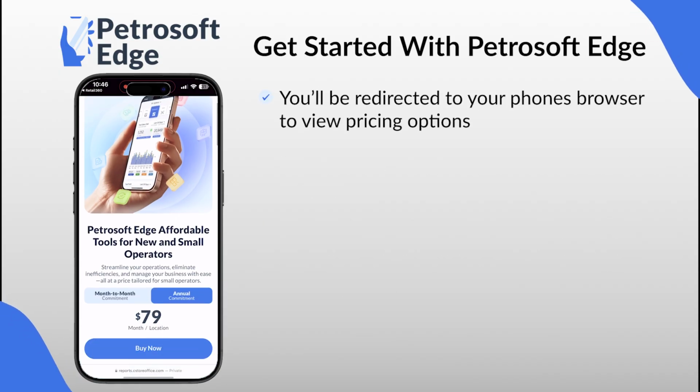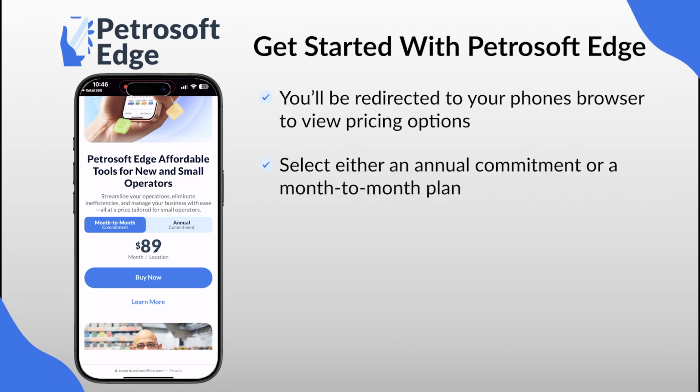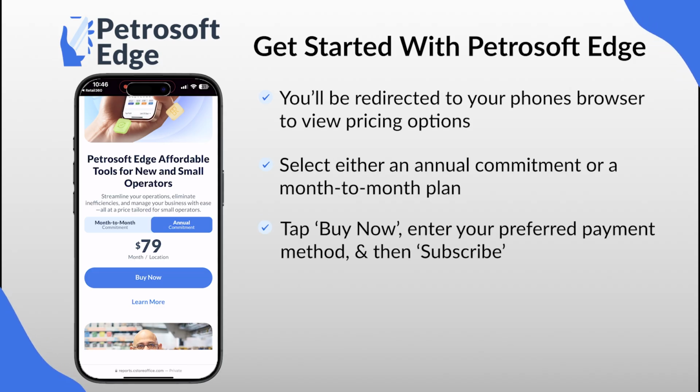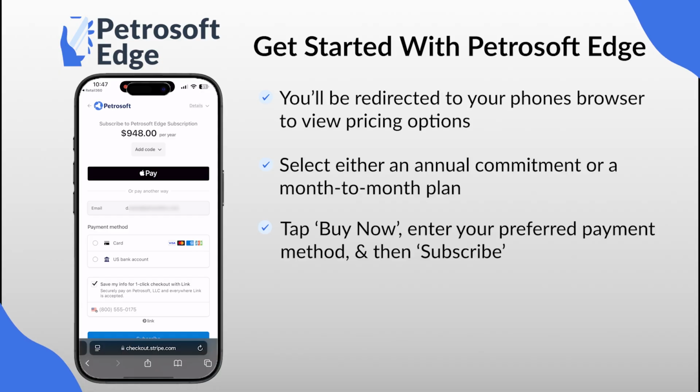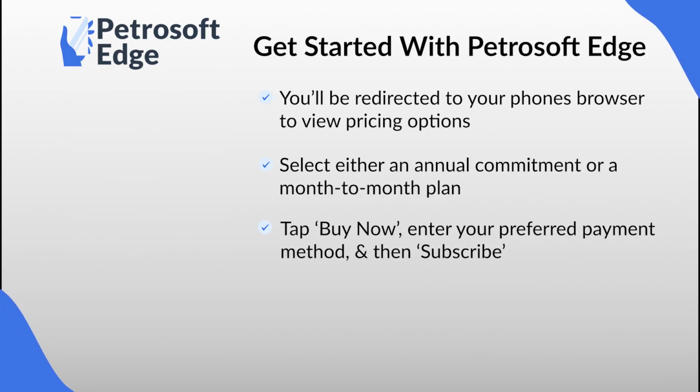You'll be redirected to your browser to view pricing options. You can choose between an annual commitment or a month-to-month plan, depending on what works best for your business. Tap Buy Now, enter your preferred payment method, and that's it. With Petrosoft Edge fully deployed, you now have a powerful integrated system that puts real-time business management right at your fingertips.